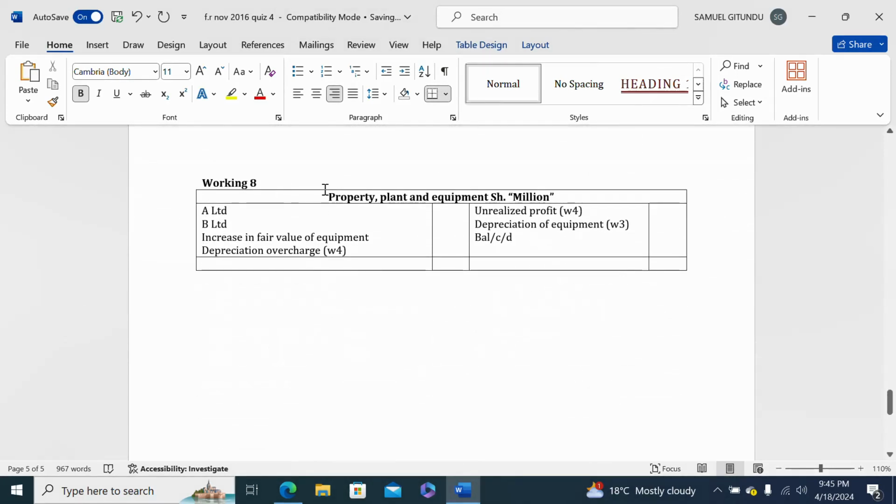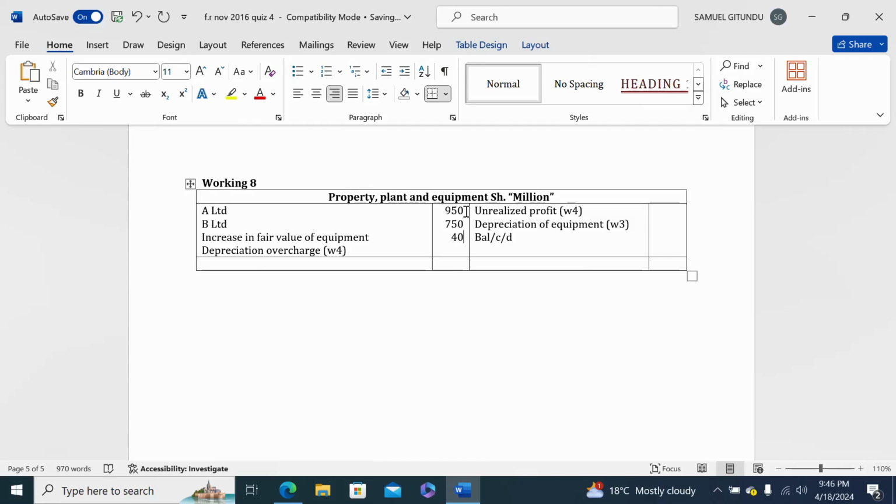We can now go into working 8, where we calculate the value of property, plant and equipment. The property, plant and equipment in A is 950. In B, it is 750. The increase in fair value of the equipment is 40, because it is 290 minus 250.